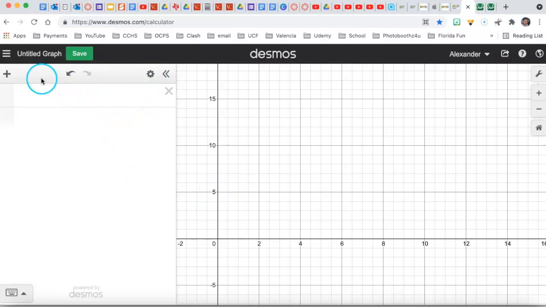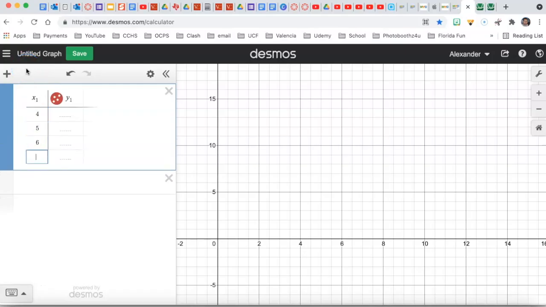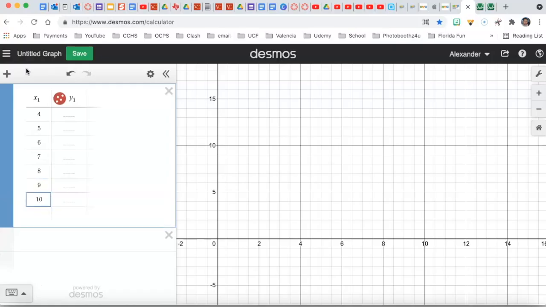So the first thing that I need to do is hit the plus, get a table, and input all the values. I'm going to put 4, 5, 6, 7, 8, 9, and 10. And for my y values, I'm going to have 2, 4, 5, 8, 10, 12, and 14. So if you notice, it's a positive correlation problem. Okay, very nice.